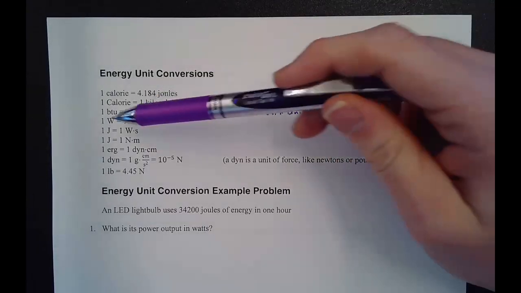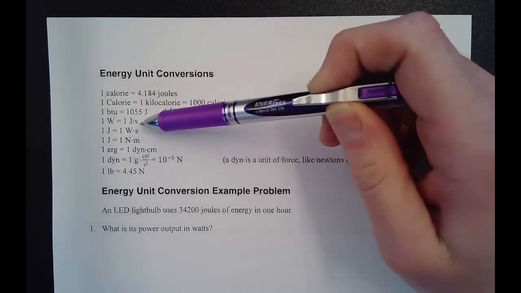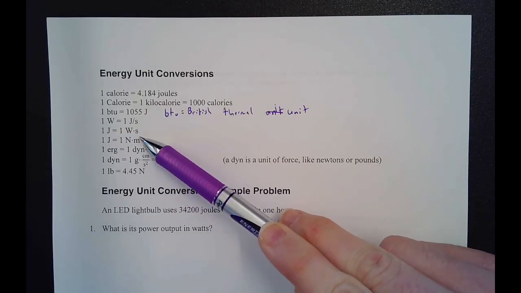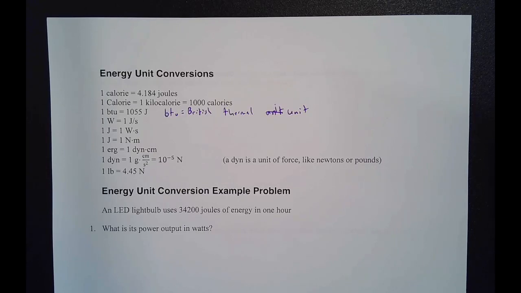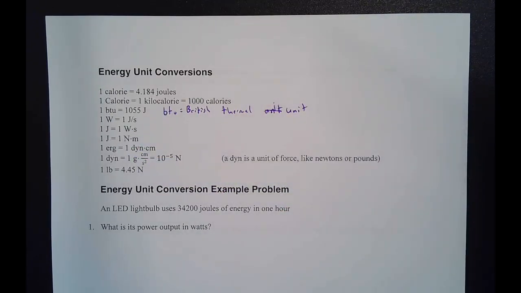Some reminders that a watt is defined as a joule per second, so that's not new. But we can multiply both sides of this equation by seconds to say that a joule is a watt times a second. This one is incredibly useful when dealing with electrical energy. So it's important to remember that a joule is a watt times a second because a watt is a joule per second. It's also helpful to remember that a joule is defined as a newton times a meter.